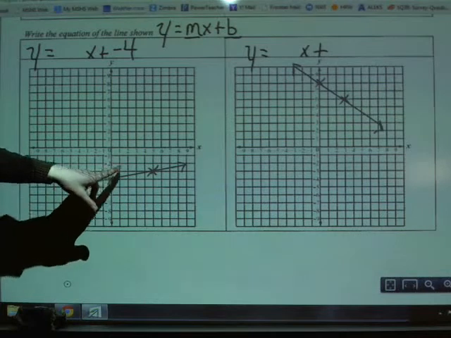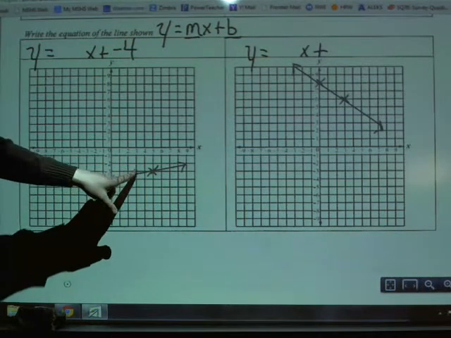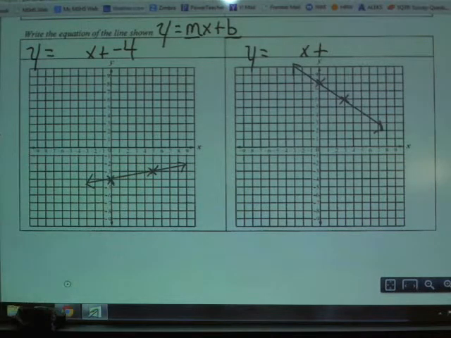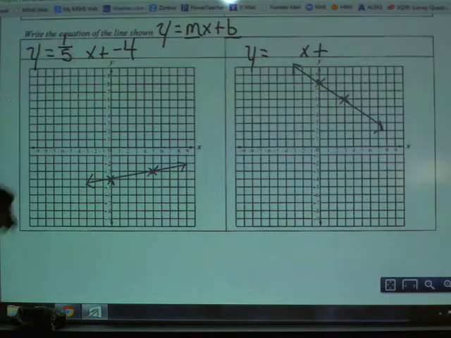Well, to go from this point over to this point, I have to go 1 jump up, and then 1, 2, 3, 4, 5 jumps over. So the slope there is 1/5. So the equation of the line is y equals 1/5 x plus -4.